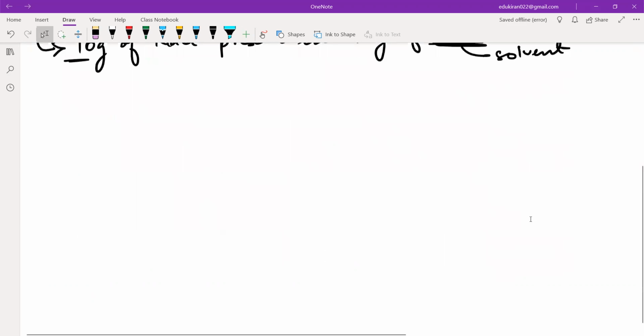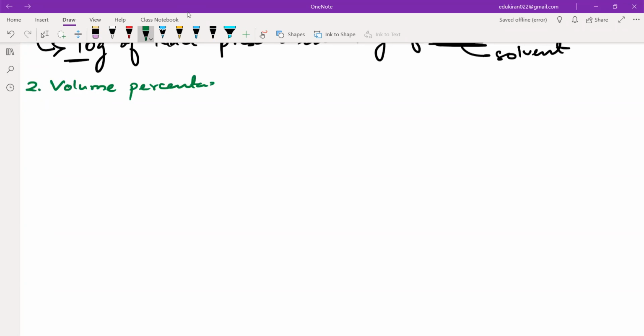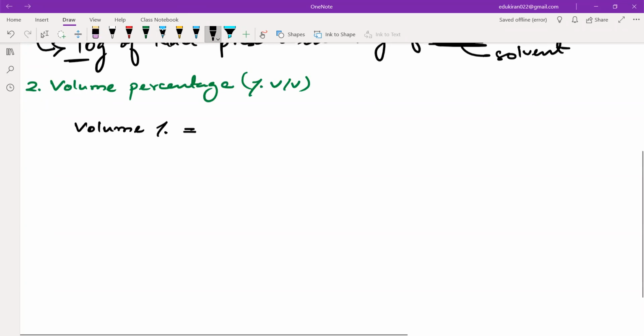You don't have to write anything. Let us move ahead. All of you know these things. Second is volume percentage. This is percentage V by V. Now the formula will be the same. So I will write volume percentage is equal to, you will write the formula same as mass percentage.